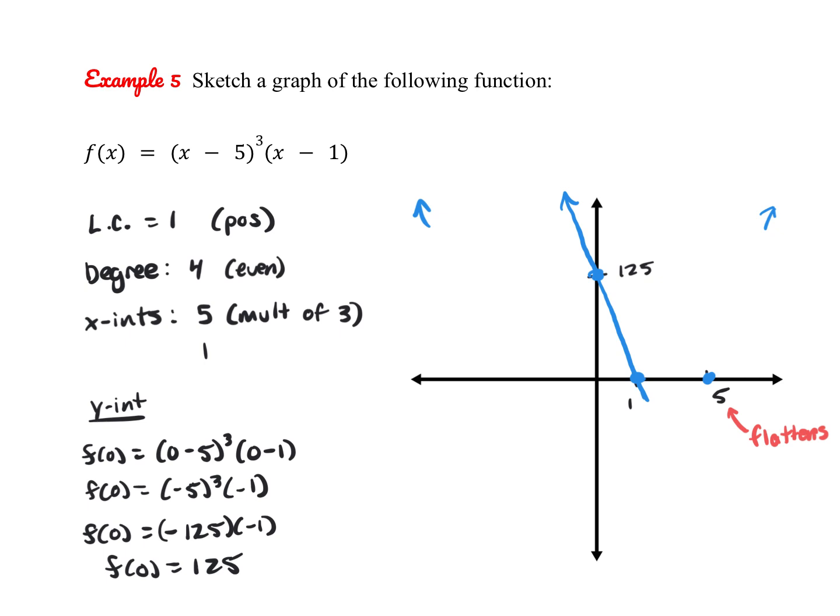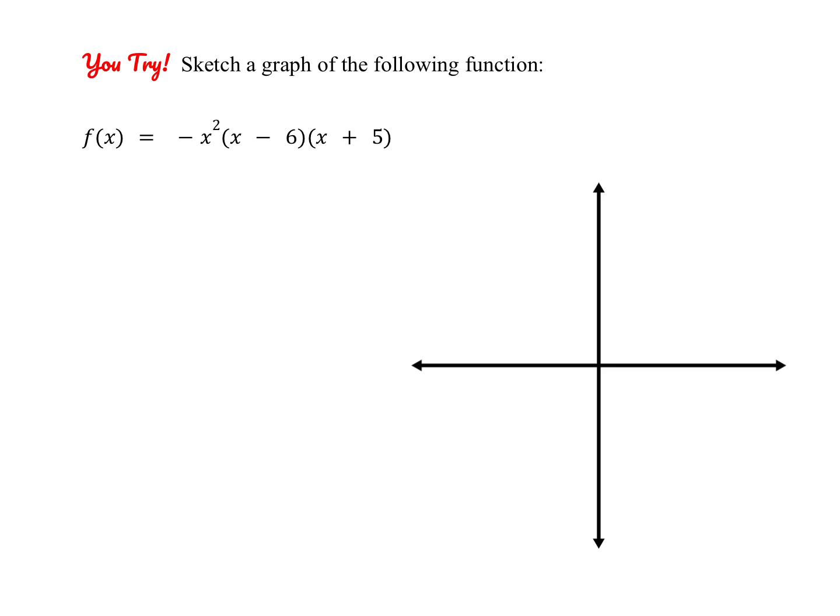Here's the part I really need you to over-exaggerate. When you come up to the 5, it needs to flatten and cross. So something like this. Again, we're really over-exaggerating it. So you're kind of showing me that you know what happens when we have that odd multiplicity. It flattens but continues. And again, I just redrew my arrow, so it was easier for me to connect with my y-axis. So you can go ahead and just ignore this arrow on the left. All right, so go ahead and pause the video and give this one a try on your own.